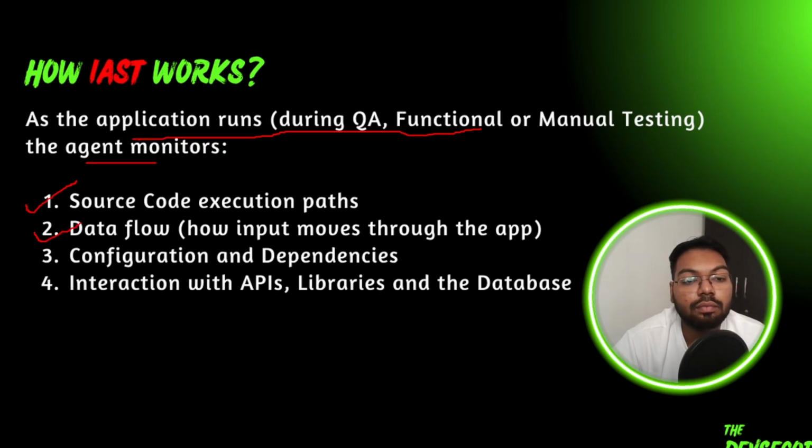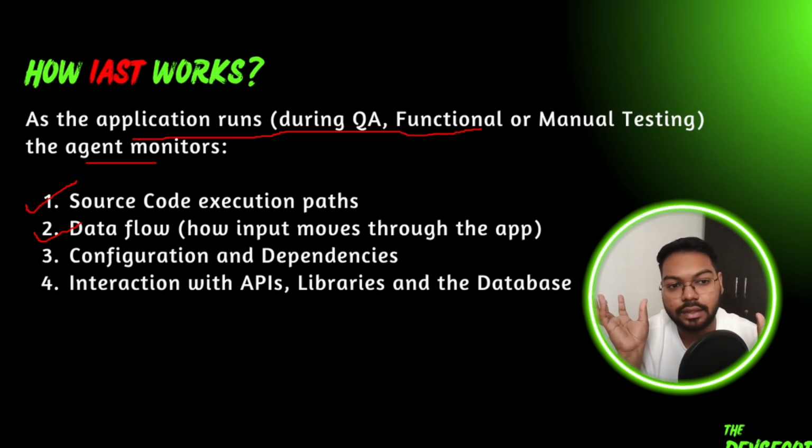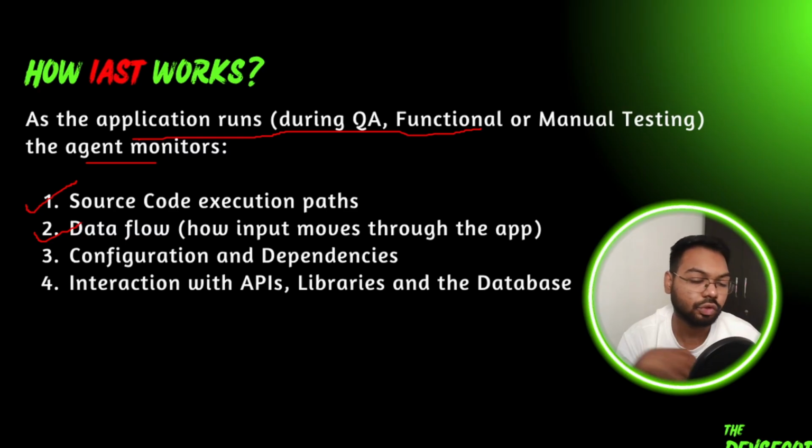Then the data flow, how input moves through the app. Okay, so once you enter your name and press the submit button, how your data moves from the front end application till the database. This is also something the agent monitors or looks after. So then it would know on what point this particular data can be transformed with any kind of attack. Either by man in the middle attacks maybe. Okay, that is a part of RASP, not IAST, but you get the point.